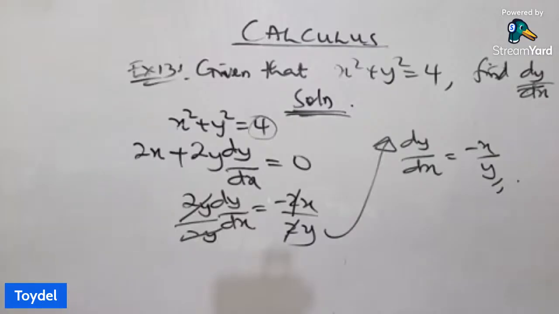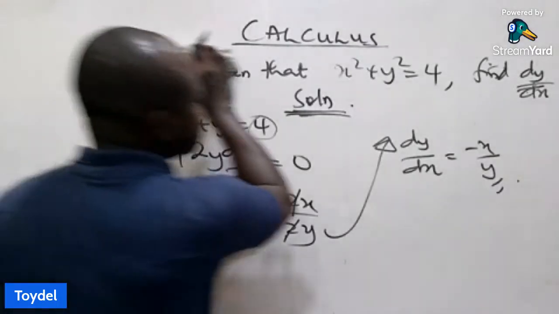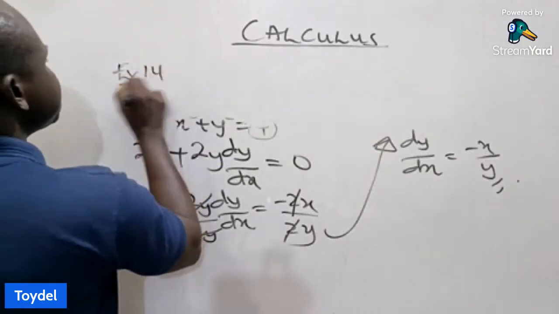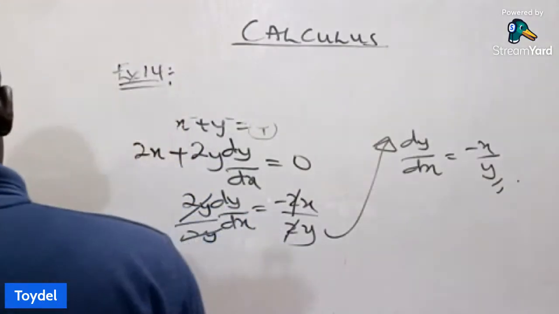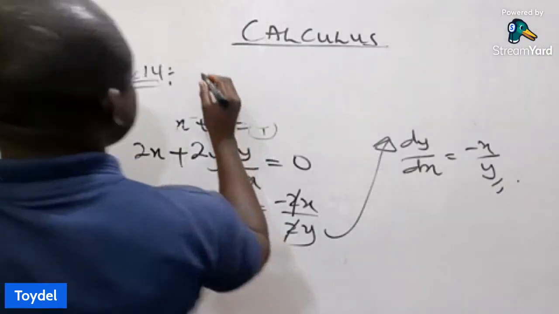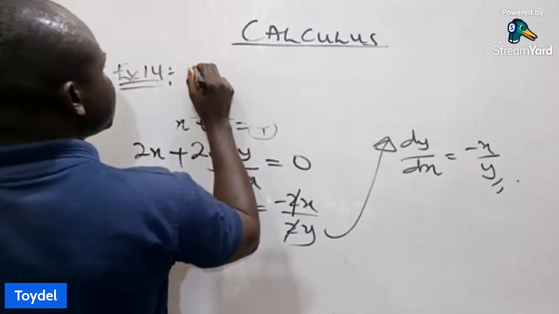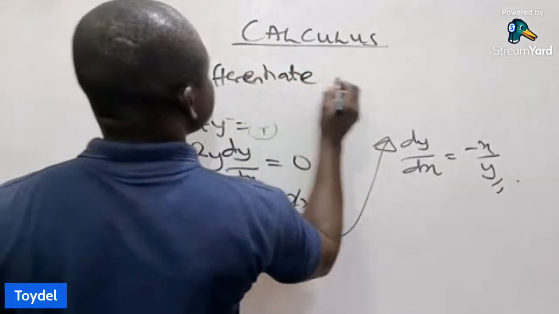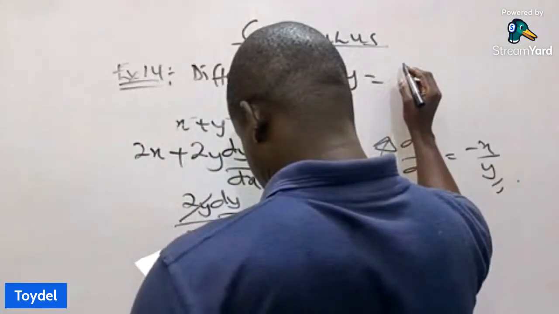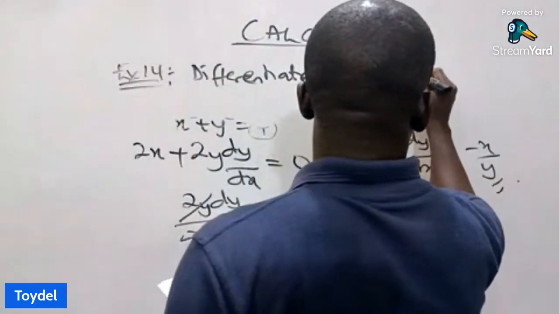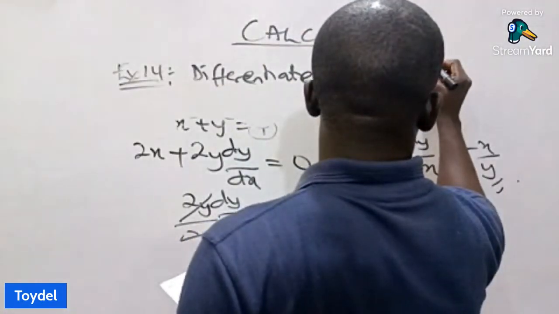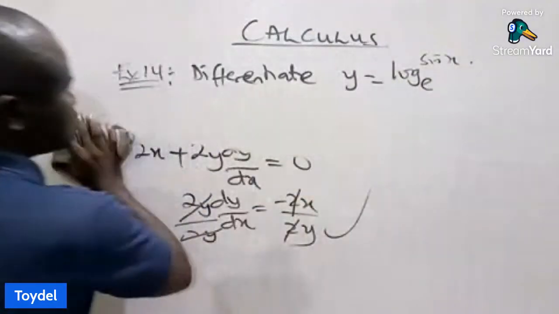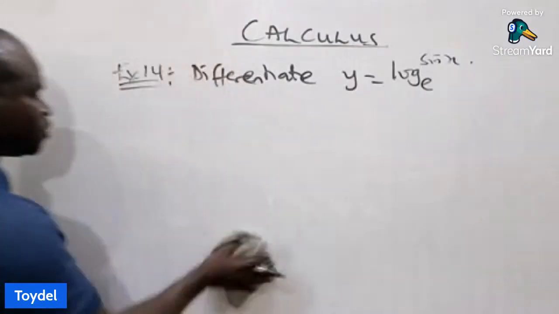We can also have questions under logarithm, that is, derivative of logarithmic function. Let's say example 14. We can have this type of question. It is possible to have something like: differentiate y is equal to log e sine x. Okay, so this is an example under logarithm function.